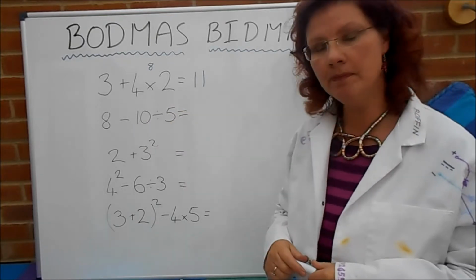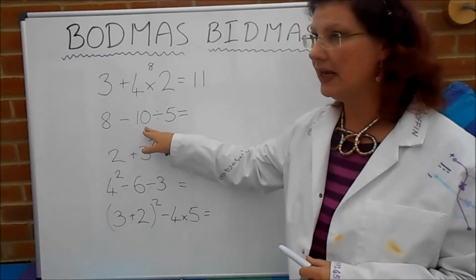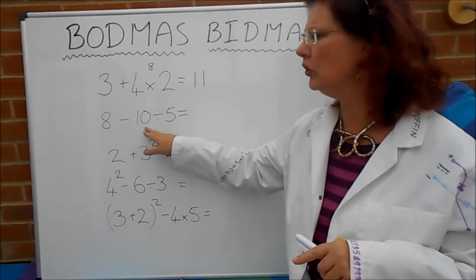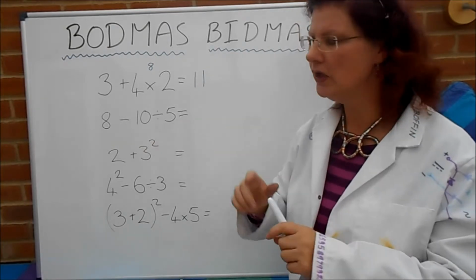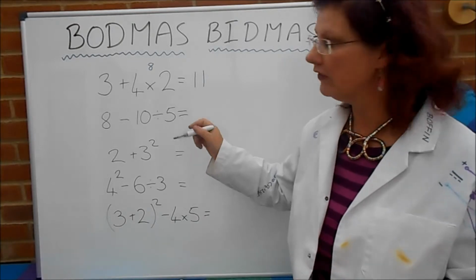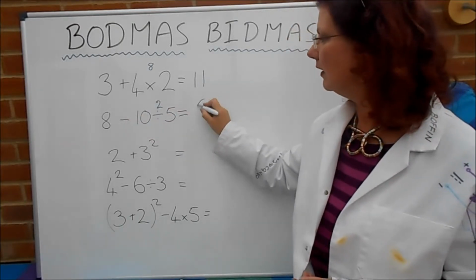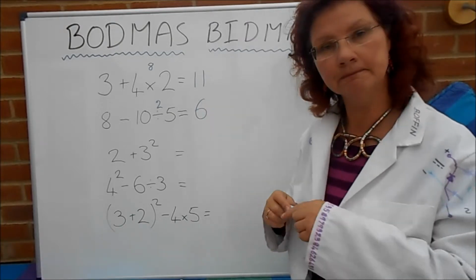So here's the next one. This one's got a divide in it. So again, we don't do 8 take away 10, well, that's -2, and then divide it by 5. We don't do that. We do the divide first. So 10 divided by 5, that's 2. And then we do the 8 take away the 2, that's 6.